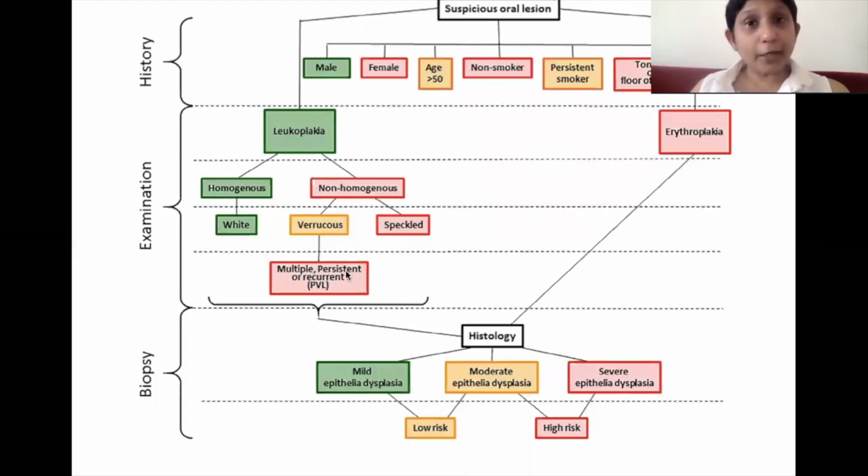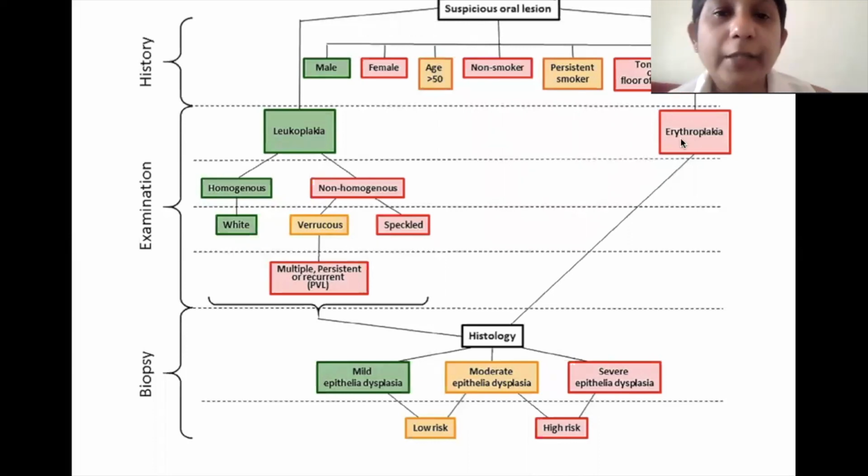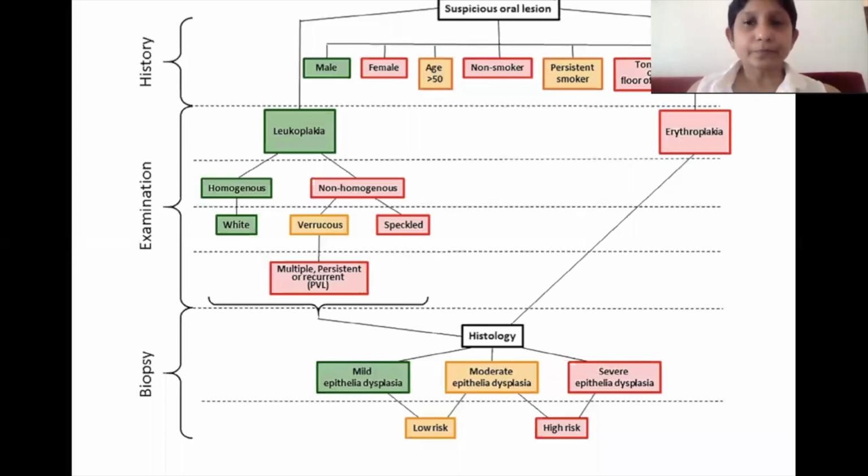Now, if you find a lot of these cauliflower-like areas and the patient says it's been there for a long period of time, you would call it a PVL, proliferative verrucous leukoplakia. All right, so that is a scarier thing to have again. Now, erythroplakia is also very scary to have.